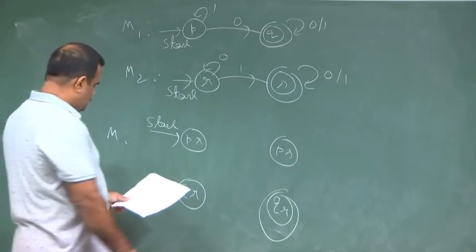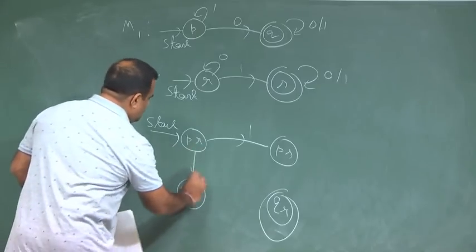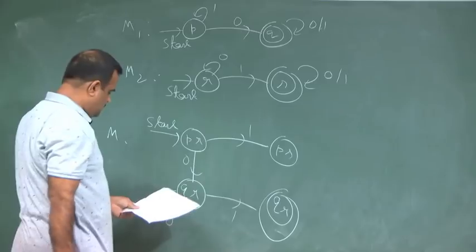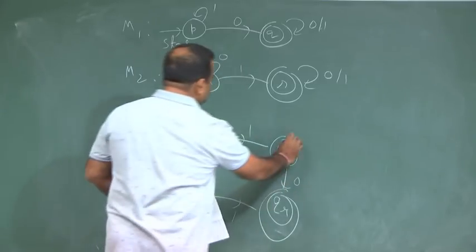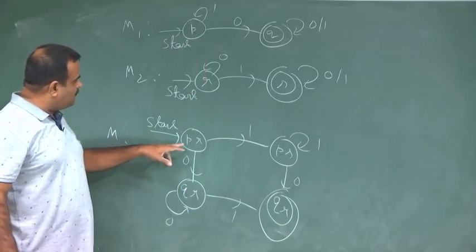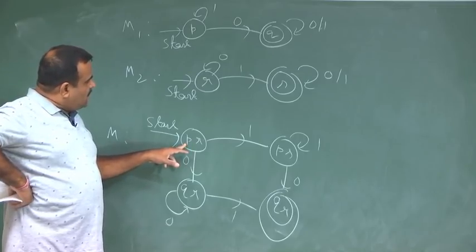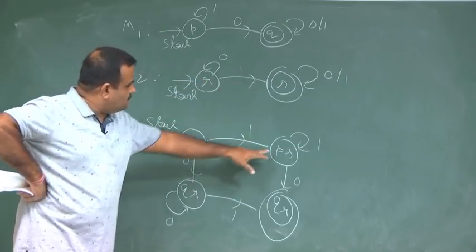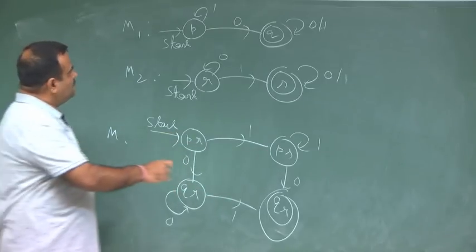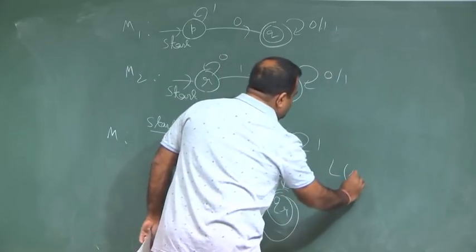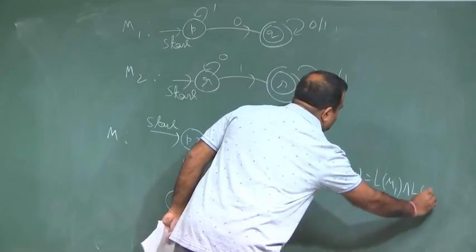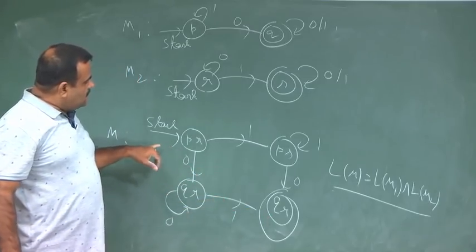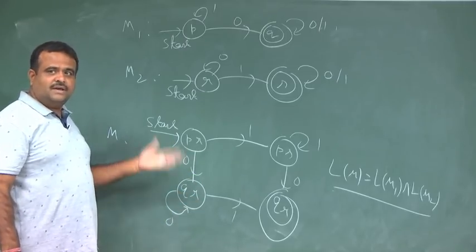Now, what are the deltas? With 1 we go here, with 0 we come here, then with 0 we come here, with 1 we go here. That is the delta rule, because delta of P1 on 1 is this and delta of R1 is S, so it is going there. So, this is the language. L of M is basically L of M1 intersection L of M2, because that is the only final state. To reach the final state, we have to reach the final state in both M1 and M2.